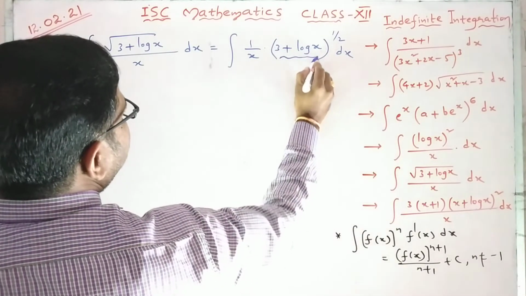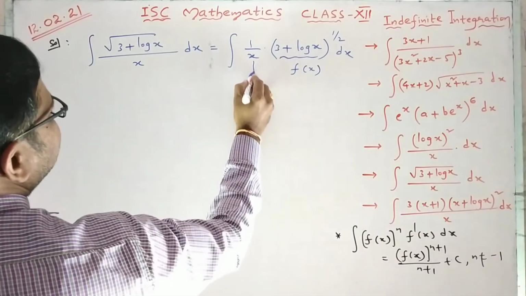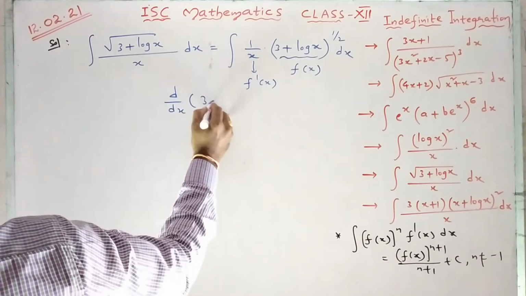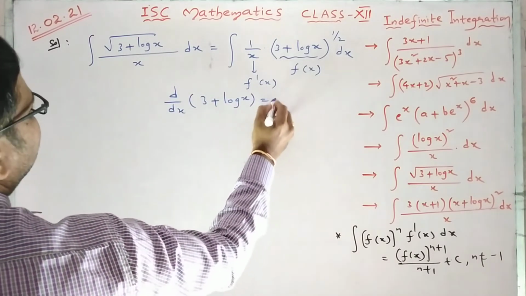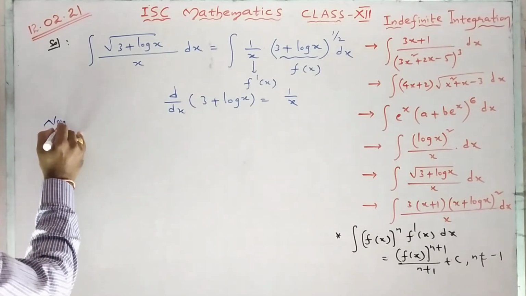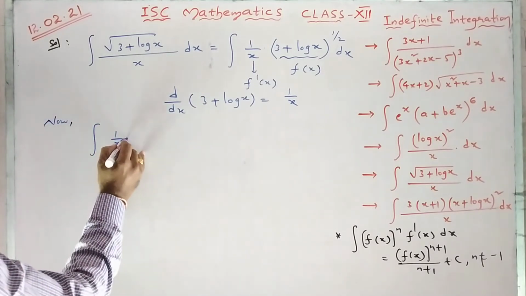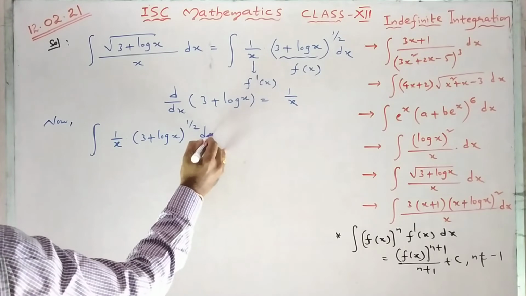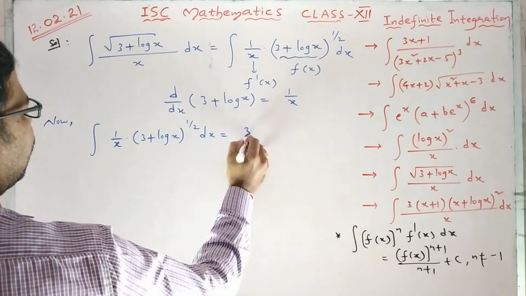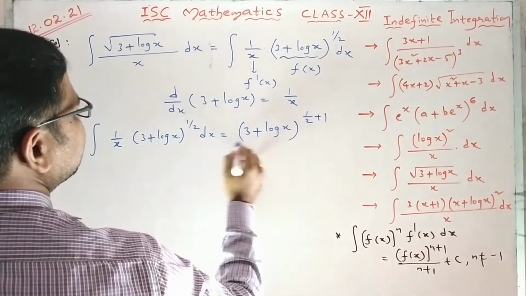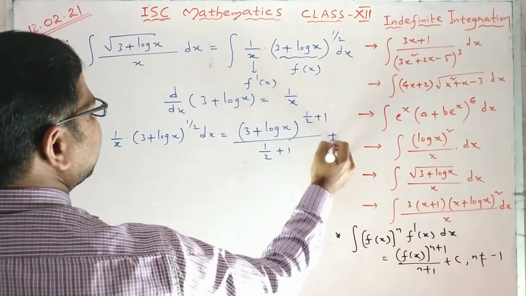So I will take this function as f of x, then immediately this will be f dash x. Check it. d by dx of 3 plus log x equals 3 constant, log x derivative 1 by x. Clearly it is appearing in the formula. So now I can take directly integral 1 by x into (3 plus log x) whole to the power 1 by 2 dx equals f of x whole to the power n plus 1 upon n plus 1 plus c.